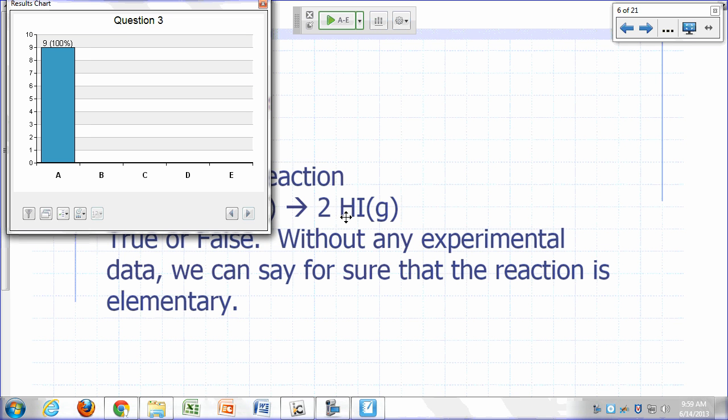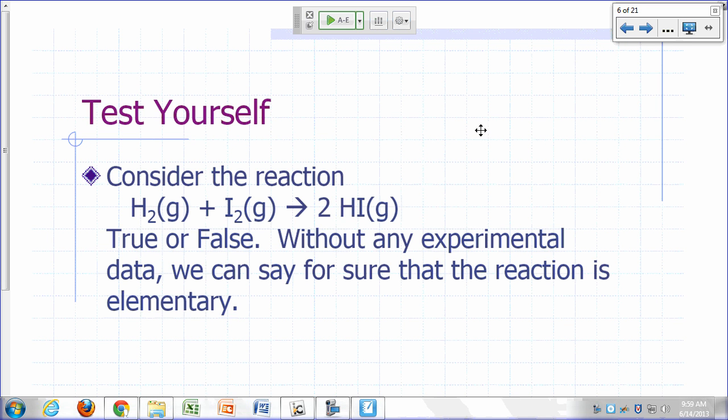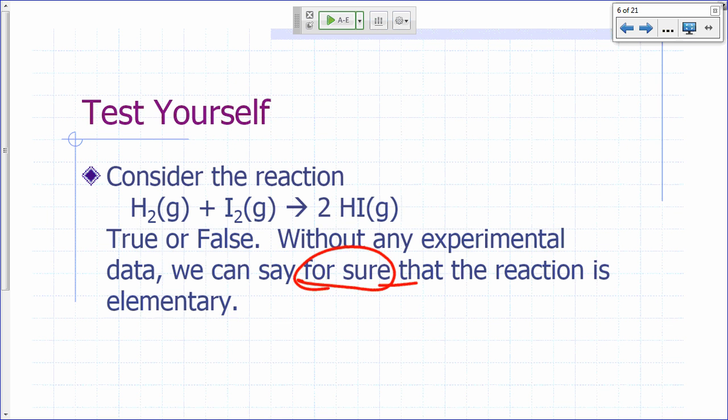In fact, this particular reaction is not a one-step reaction. Most reactions are typically multi-step. So several things could happen before this transformation can actually occur. So this is false. There's no way for you to know for sure. You cannot for sure say that a reaction is elementary. You can only propose that it's elementary.